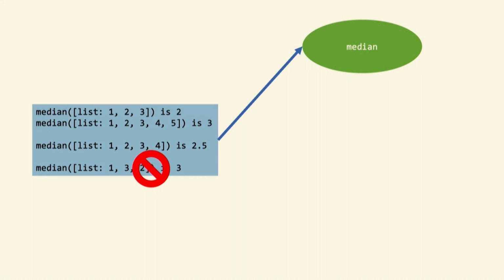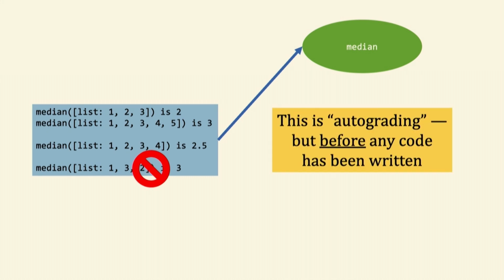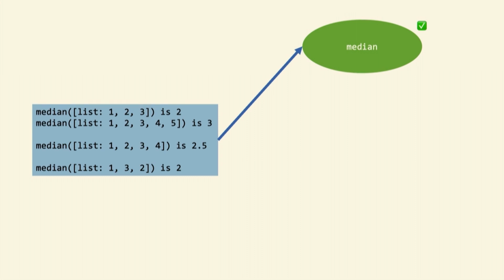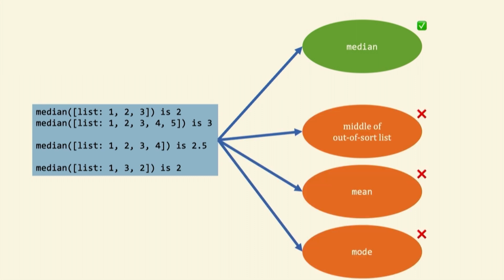Okay? So essentially what we are doing is auto-grading. Okay? But before any code has been written, notice what we are doing is not auto-grading the program, we are auto-grading problem understanding. Okay? But we can do more than that. We can run it against a correct implementation, but we can also run it against incorrect implementations. Right? We talked about the way students could get this problem wrong. Right? They might take the middle of the unsorted list, they might take the mean, they might take the mode, there might be other interpretations.